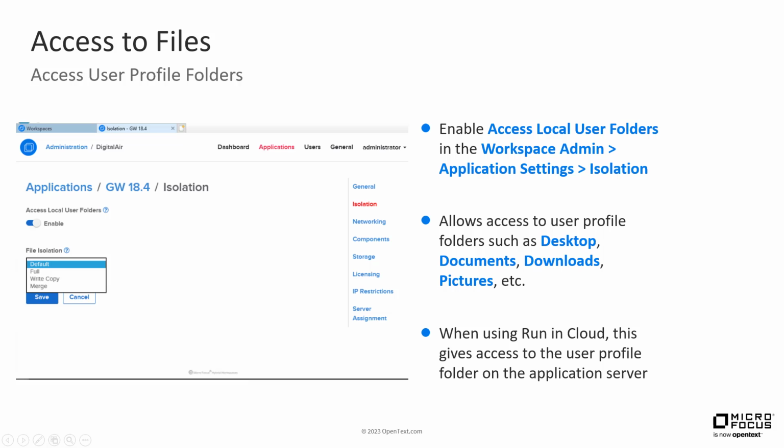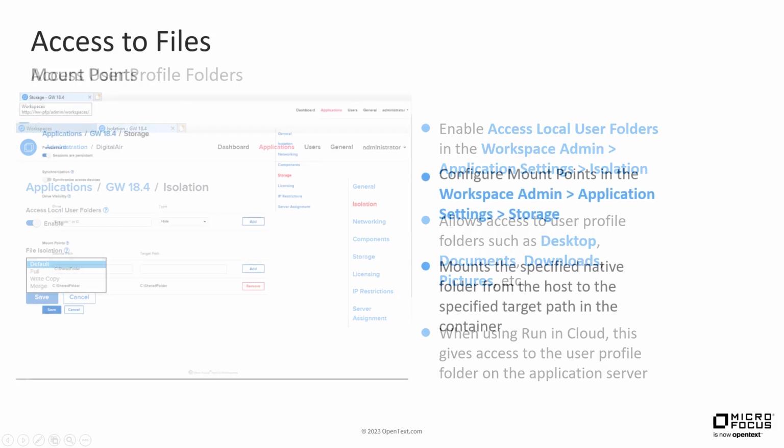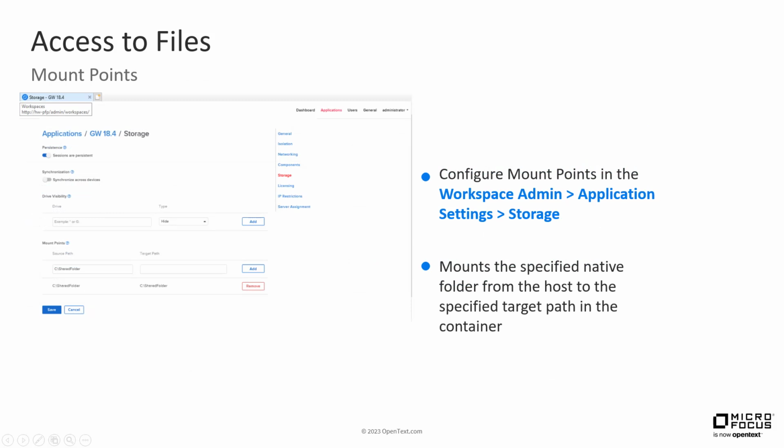Some enterprises, that is okay, because they map the user folders to a network share, or they mount them using some other solution like FSLogix. Mount points. This is also configured in the Workspace application settings. It will be under the storage section, and it mounts the specified native folder from the host to the specified target path in the container. So it's another way to poke a hole in the isolation if you want to get access to native files.